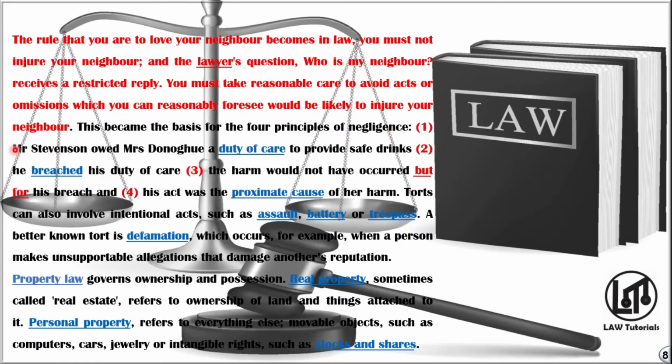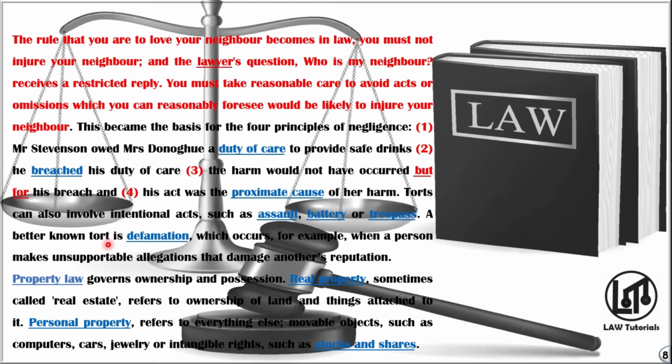1. Mr. Stevenson owed Mrs. Donoghue a duty of care to provide safe drinks. 2. He breached this duty of care. 3. The harm would not have occurred but for his breach. 4. His act was the proximate cause of Mrs. Donoghue's harm. Now, torts can also involve intentional acts such as assault, battery, or trespass.